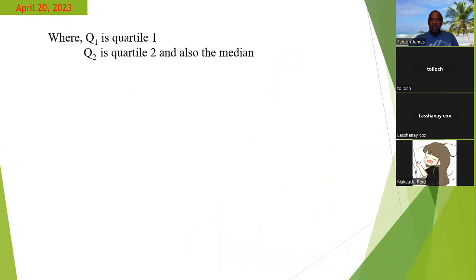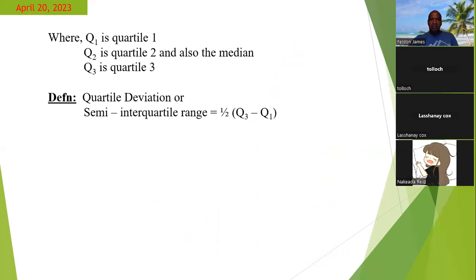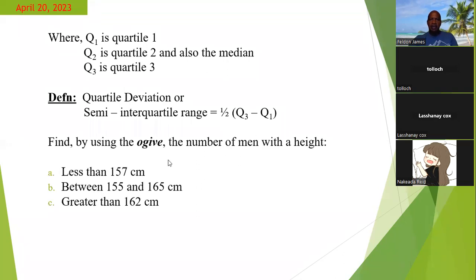So here we have Q1, which is quartile 1, Q2, which is also the median, and we have Q3. And then now we talk about quartile deviation. Another name for our quartile deviation is semi-interquartile range, right? So we can either say quartile deviation or we can say semi-interquartile range. And the formula as was given is half, bracket Q3 minus Q1. And you work that out.